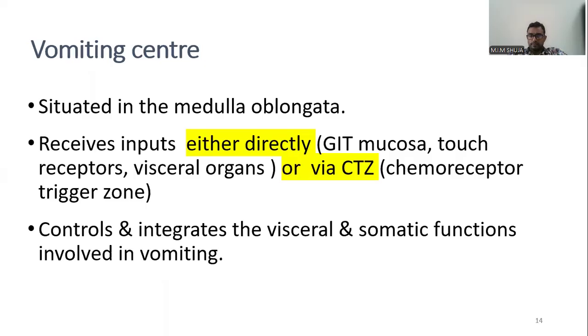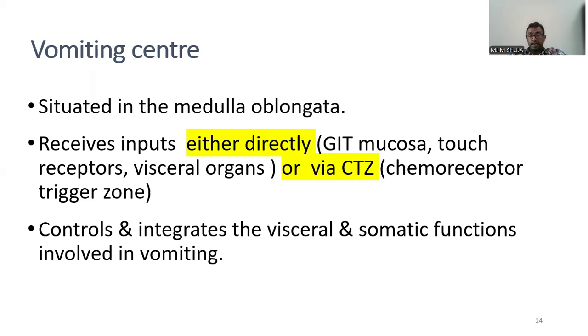Now we look at the vomiting center. That is stimulated in the medulla oblongata, which is part of the brainstem. This is an important area because it controls many vital reflexes, including respiration, cardiovascular reflexes, swallowing, coughing, and vomiting. The vomiting center receives input in two main ways.